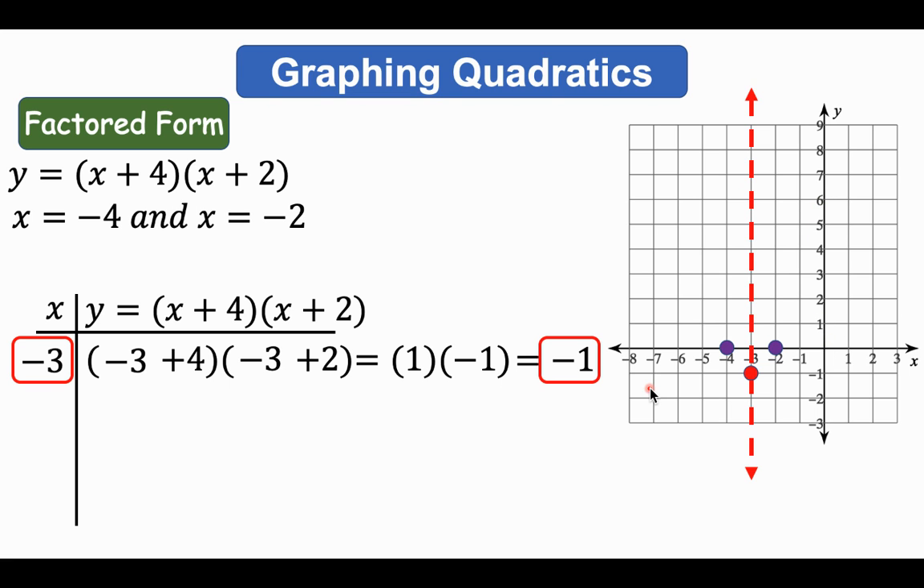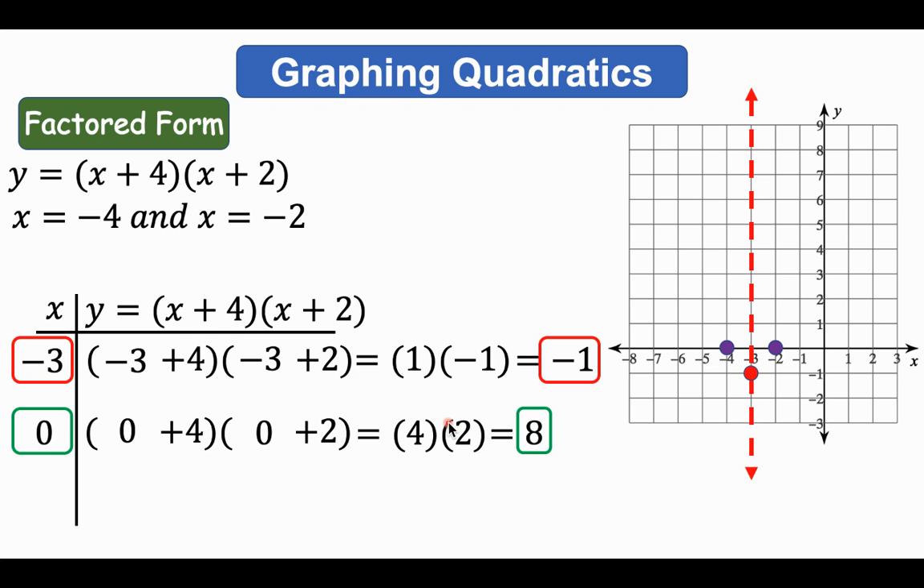So if I plug in a 0, same thing, take your equation, plug that 0 in, and then solve it out. So simplify it out. 0 plus 4 is 4, 0 plus 2 is 2, 4 times 2 is 8. So 0, 8 is going to be green, and that's way up there. So there is your y-intercept. So now we have 1, 2, 3, 4 points. You can get your 5th point.